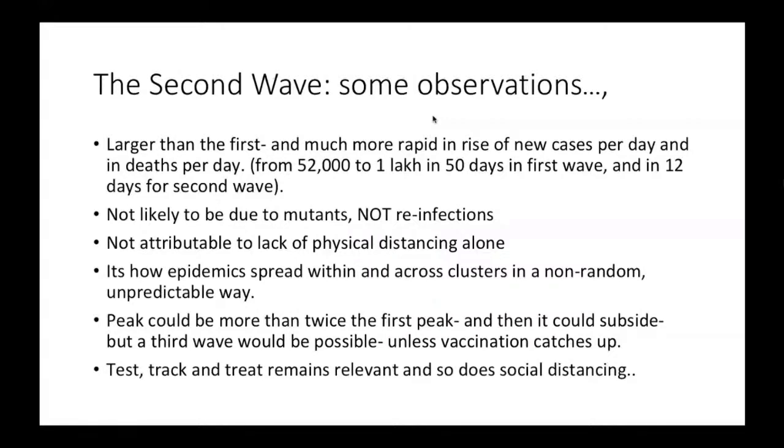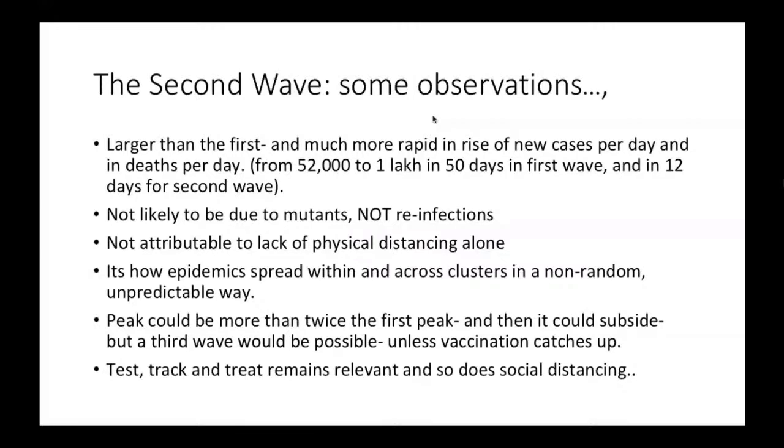It is not likely to be due to mutants, nor are people getting reinfected. And to say it is due to lack of physical distancing and people's irresponsibility is to say nothing. Of course, it spreads that way. But that is a helpless solution. It is to understand the nature of epidemic spread, how it affects clusters. It may burn out for some time and then come back within another social network within the clusters. If you look at clusters as made of multiple social networks, heterogeneous clusters, then it may die down in one part and then rise up after a gap in another part.